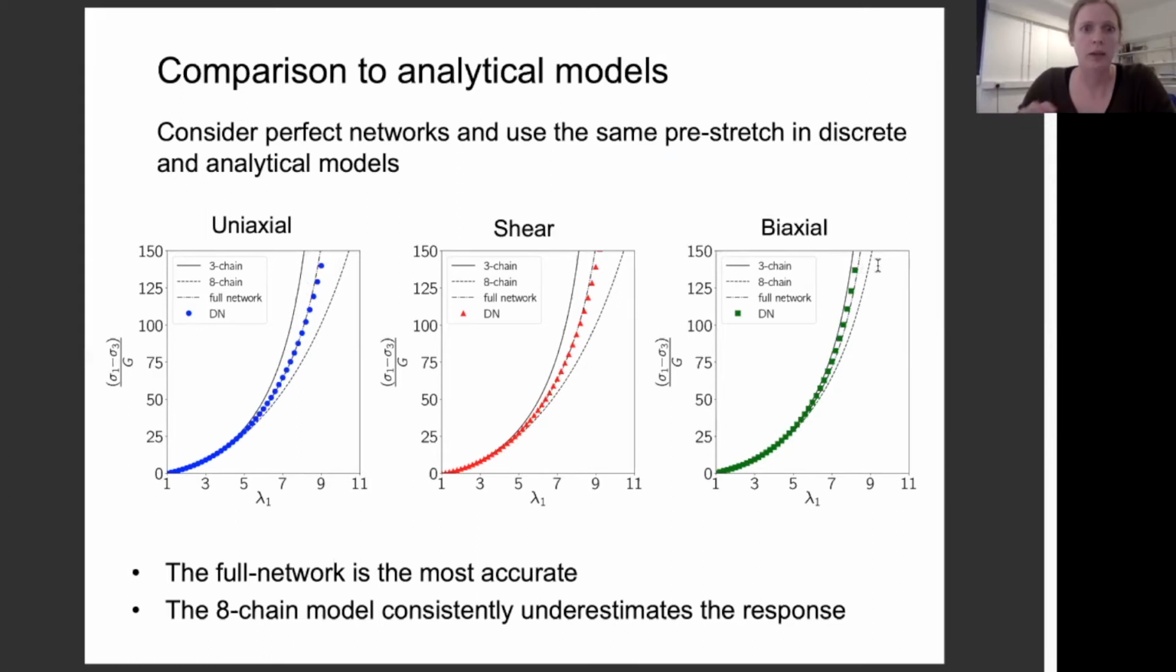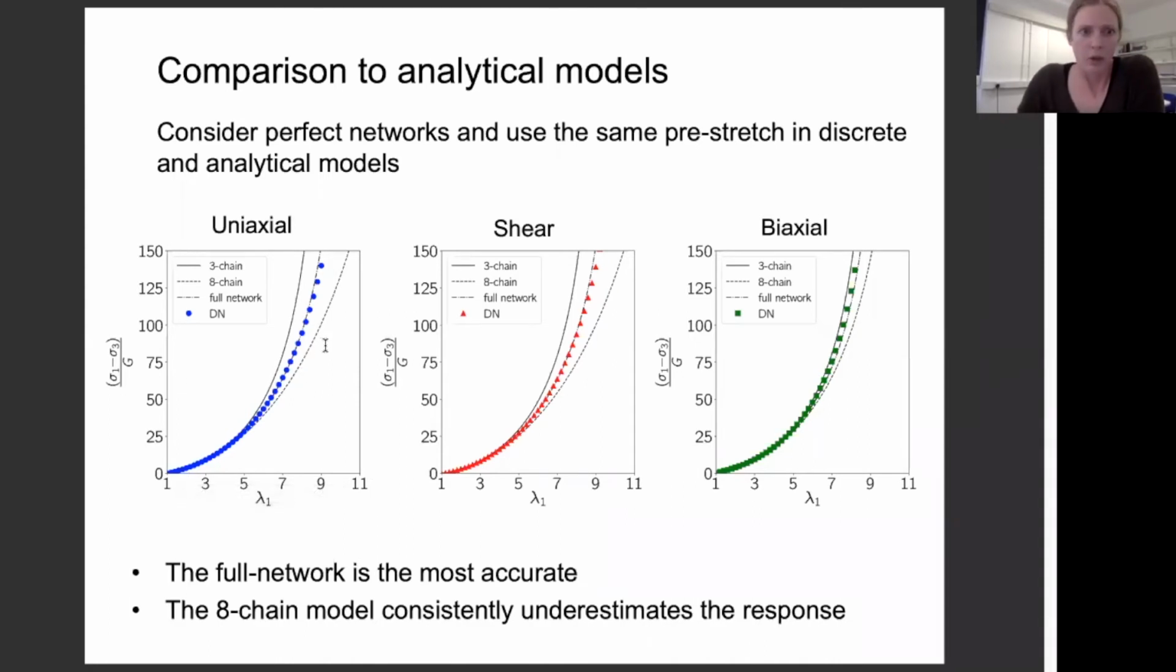Note that to make meaningful comparisons between the discrete network model and the continuum estimates, of course, it only makes sense if you use the same pre-stretch in the first place, because all these theories usually assume that the end-to-end distance of the chain, or the pre-stretch, is what you would find if all the chains took the random walk estimates in the undeformed network. So here we just made sure that we use the same pre-stretch in all the models so that we have the correct slope to start with.